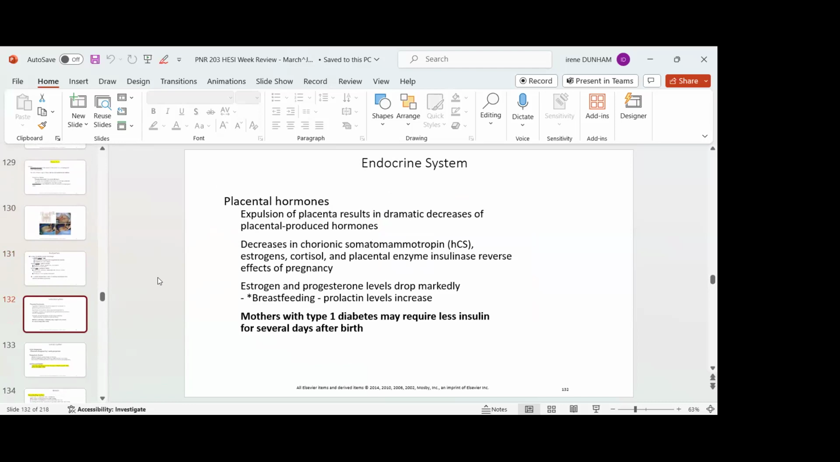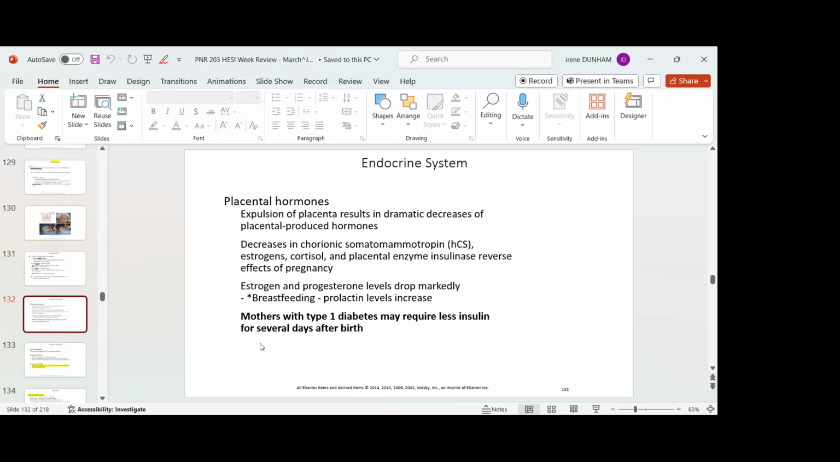Placenta hormones, remember, are affected now by the expulsion of the placenta. So you have decreases in the placenta-producing hormones, and estrogen and progesterone levels will drop markedly. The hormone that you need for breastfeeding is called prolactin. I put that down. Prolactin is the hormone that's needed for breastfeeding, and that will increase after delivery.